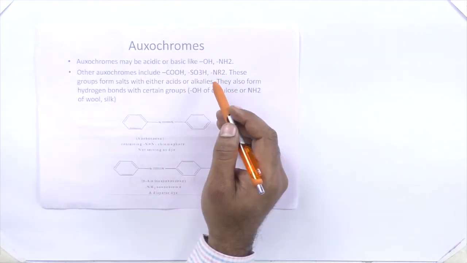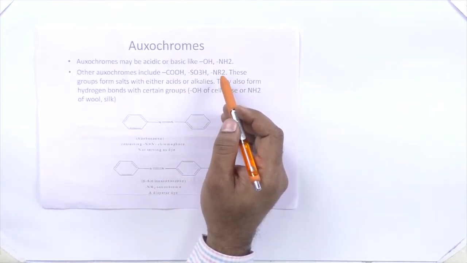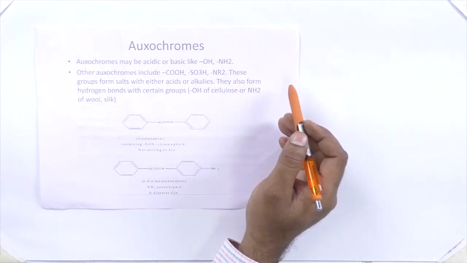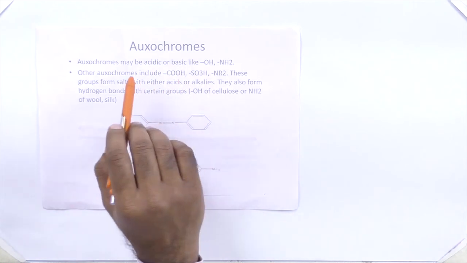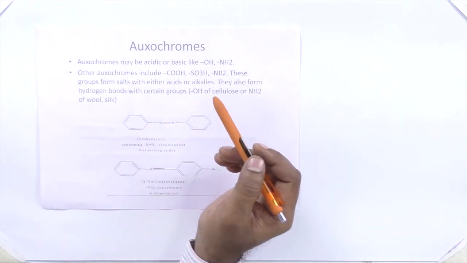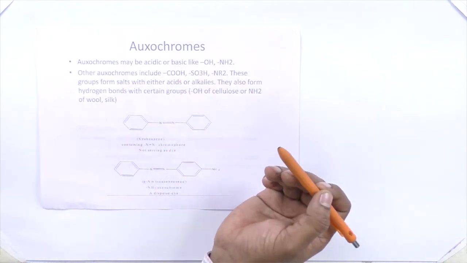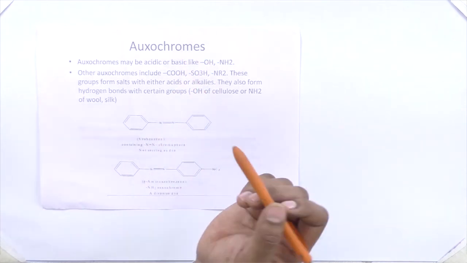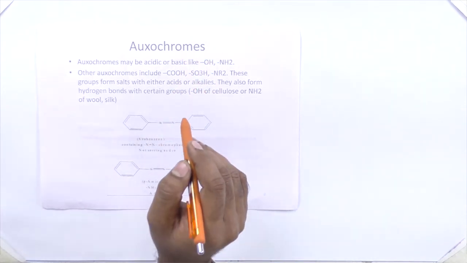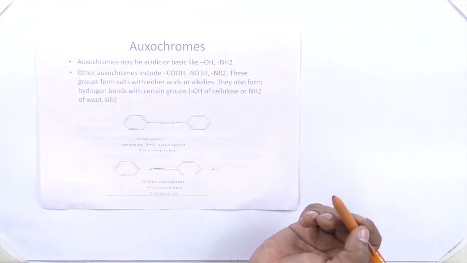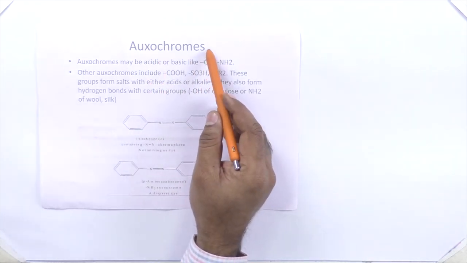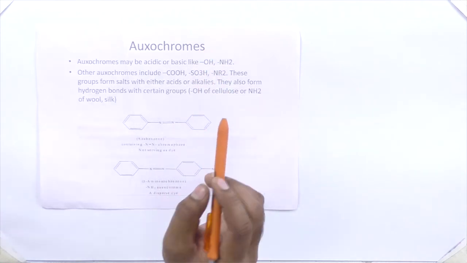Auxochromes give linkage between the dye and the cellulosic material or textile material. So without auxochrome, there will not be any affinity or substantivity towards cellulosic material. Without auxochrome, the coloring matters cannot be attracted by the textile material. So for dyes, auxochromes are very important.